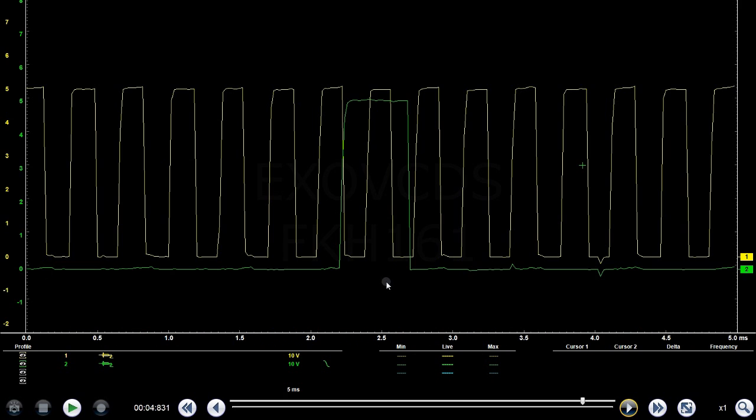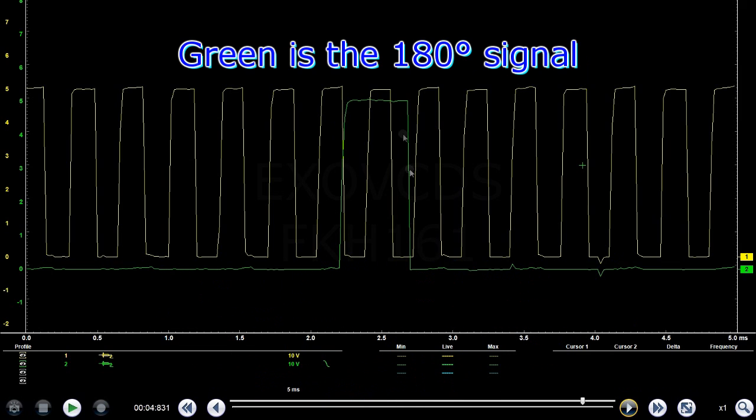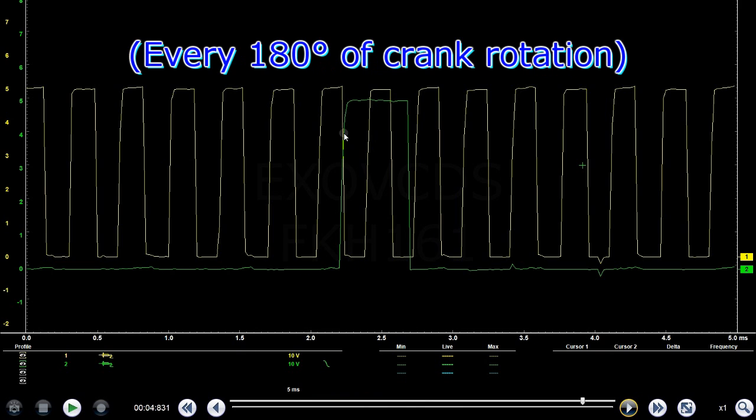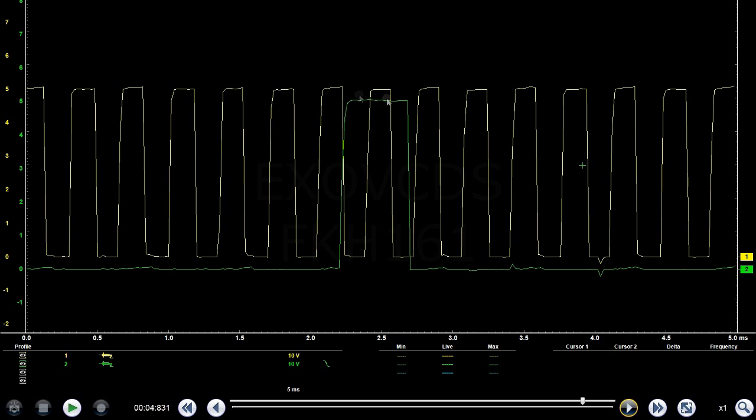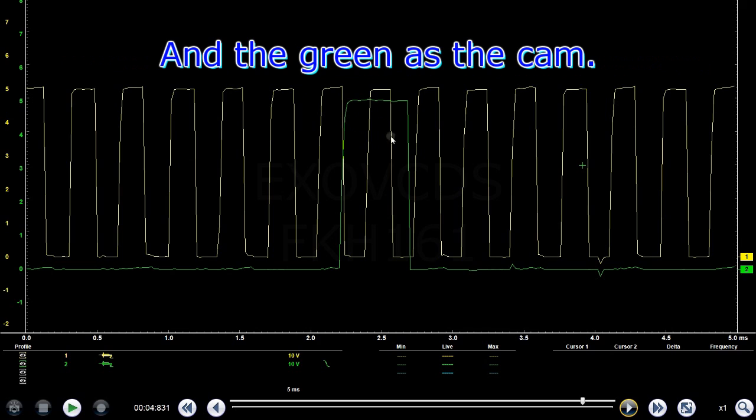Long story short, here is a known good waveform. The yellow is what I call the crank signal, or as Nissan calls it, the 1 degree waveform signal, and the green is the 180 degree waveform signal. Although every 90 degrees of distributor rotation, a green signal or waveform is produced. There are two signals. One of them, if you look at this here, it's just skewed off a little bit, but if you move this over, it's maybe 2 degrees wide, this cam signal.